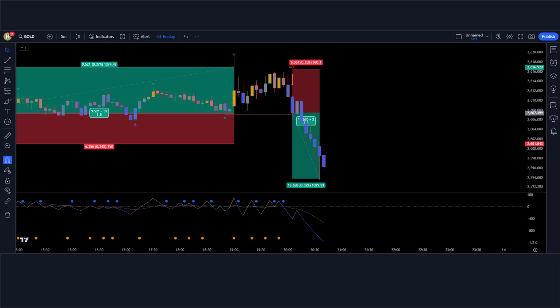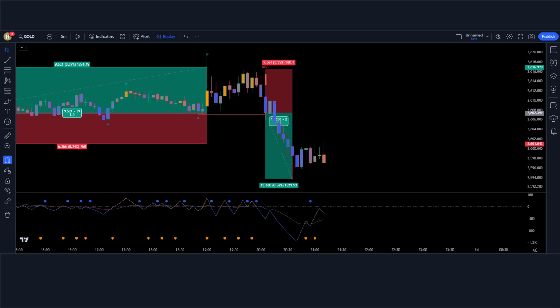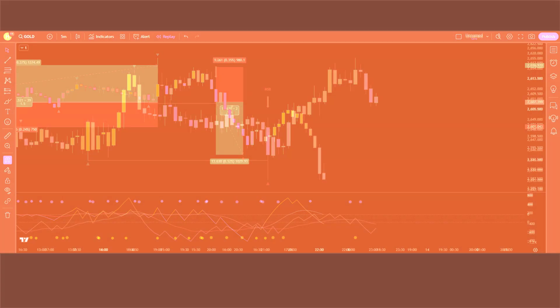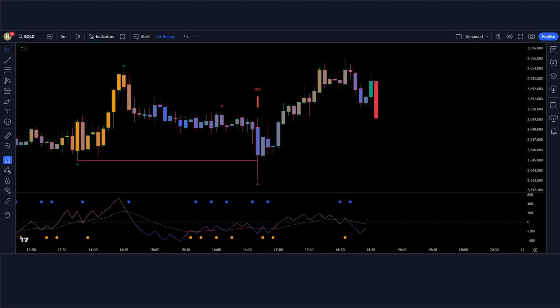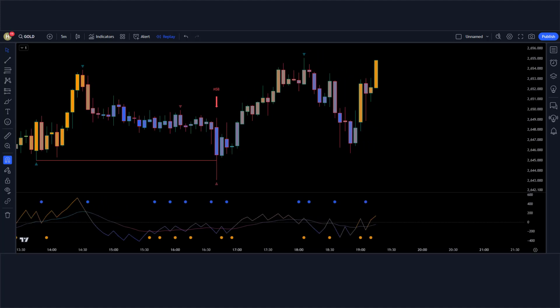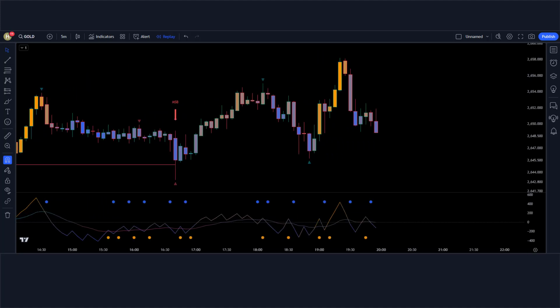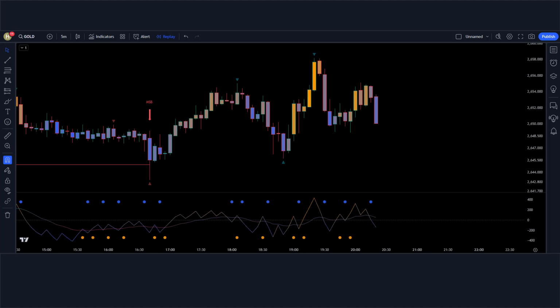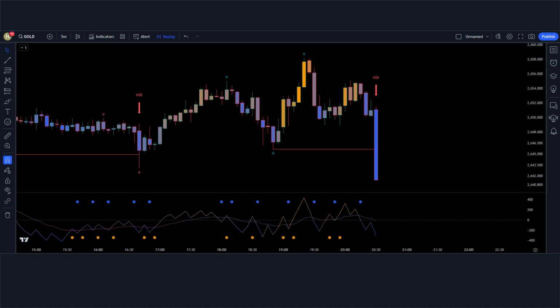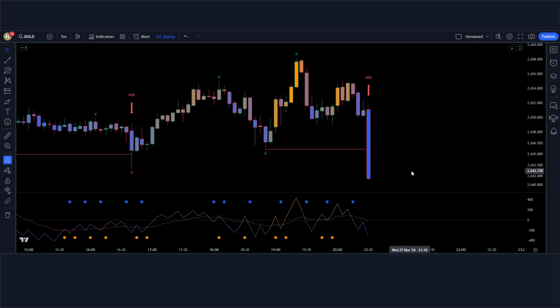I hope you must have understood this trading strategy. If not, then don't worry, we will see multiple trades so that you will definitely understand. If you have any question related to this strategy, then you can ask in the comment section. We will try our best to answer all your questions.